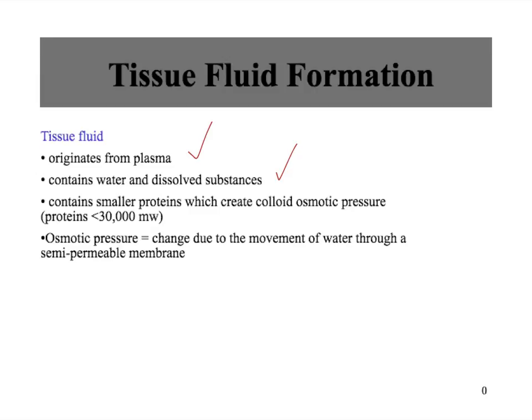Proteins that are less than 30,000 molecular weight, which is just a unit, very small. And what happens is this does change the osmotic pressure. We know, again from last week, that osmotic pressure is derived from the ability of a fluid to draw water if it has a higher solute concentration, like those proteins.